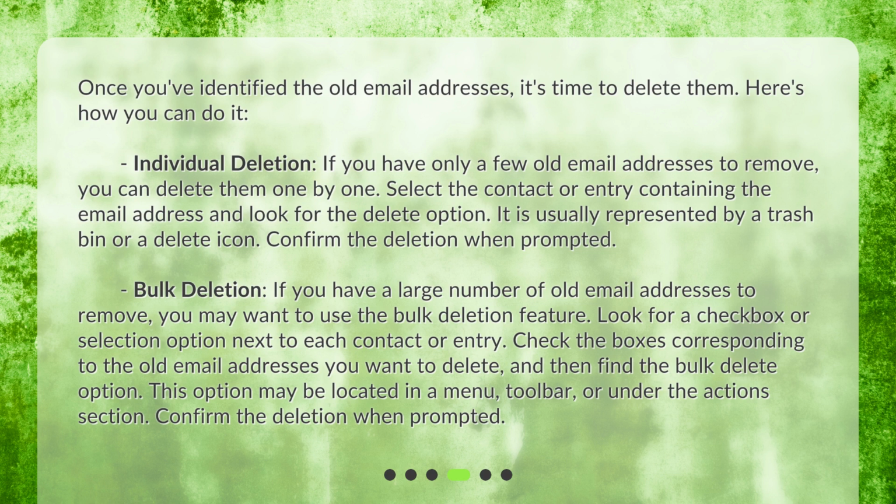Bulk deletion. If you have a large number of old email addresses to remove, you may want to use the bulk deletion feature. Look for a checkbox or selection option next to each contact or entry. Check the boxes corresponding to the old email addresses you want to delete, and then find the bulk delete option. This option may be located in a menu, toolbar, or under the Action section. Confirm the deletion when prompted.